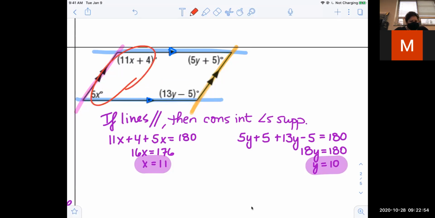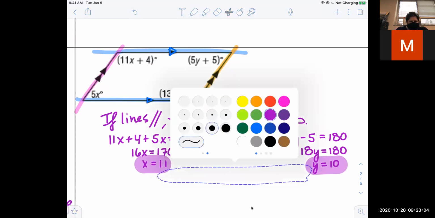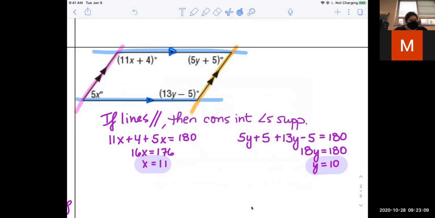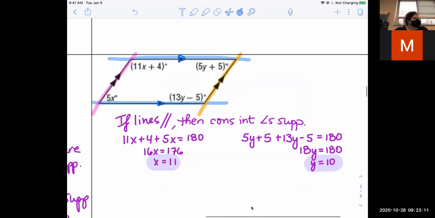Okay, so those two add up to 180. These two add up to 180. And then you can separate your x's and your y's. But it's the same reason for both of them. Right? Both of them are using the parallel lines make the consecutive interior angles supplementary. Okay, questions on that one?